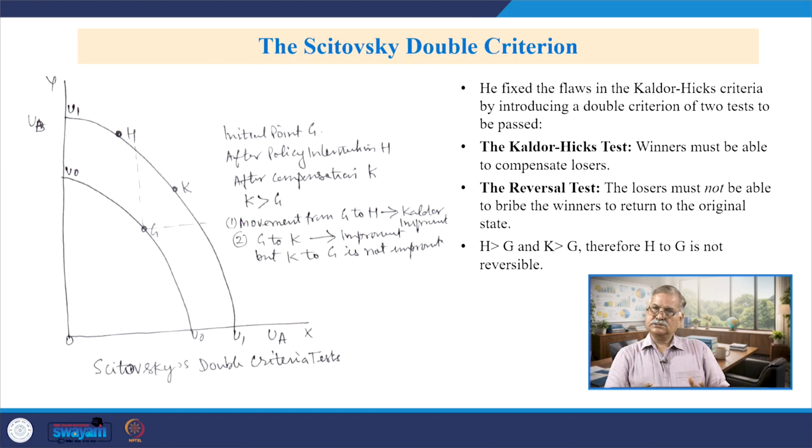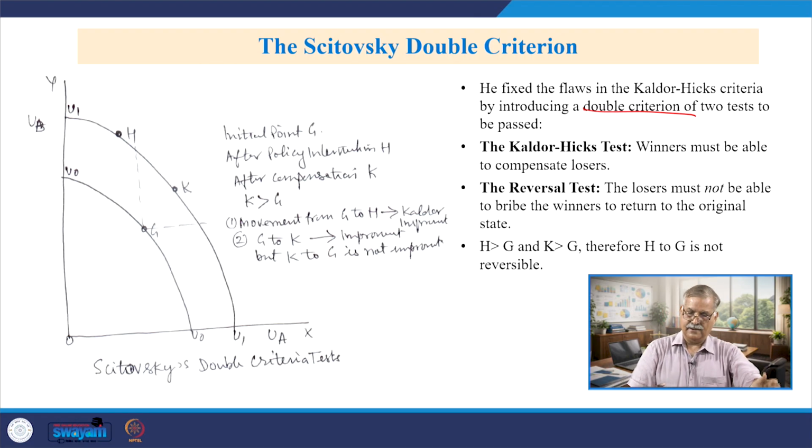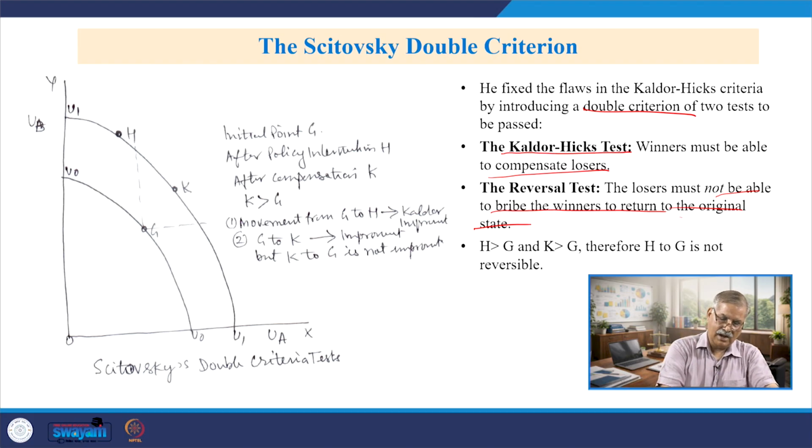He fixed the flaws in the Kaldor-Hicks criteria by introducing the double criteria of two tests. The first is the Kaldor-Hicks test, which should prove that the winner must be able to compensate the loser. The second is the reversal test: the loser must not be able to bribe the winner to return to the original state. It means that if H is higher than G and K is higher than G, therefore H to G is not reversible. So we can see here what happens.